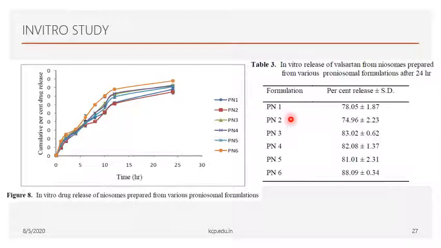PN2 has only 74% drug release, which is low. In PN2 Span 60 is used, but in PN6 Span 40 is used. I think the last three, PN4, 5, 6, contain the non-ionic surfactant Span 40. So for good drug release, Span 40 is the best non-ionic surfactant to use.